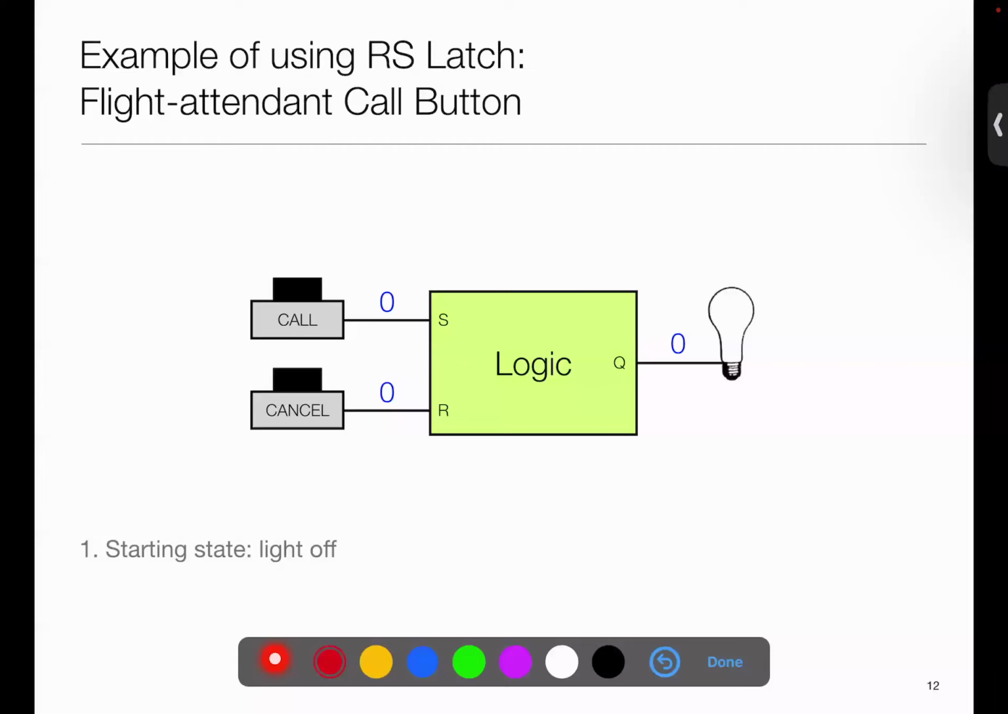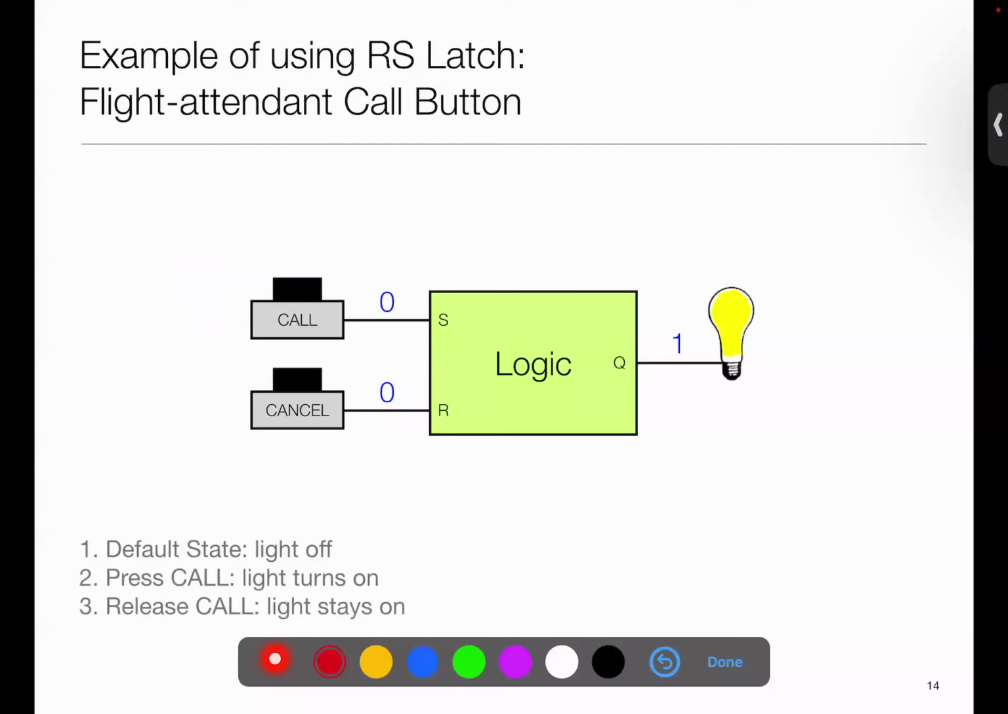So the starting state is the light is off. I press the call button, the light turns on. I release the call. Now the light remains on. So what is the state out here? The state is saying the last button pressed was the call button. That's what I'm remembering. What was the latest button pressed? Was it call or cancel? So in my logic, there is memory, which is basically saying, hey, the last button pressed was the call button, and then we cancel, the light turns off. If I press both of them simultaneously, what happens in the SR latch?